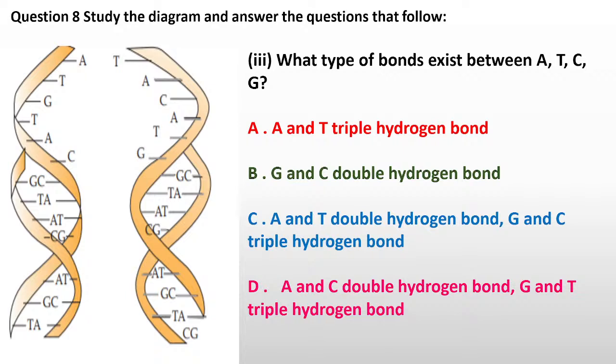Friends, remember DNA shows complementary base pairing. You can see in the diagram that adenine always pairs with thymine and cytosine always pairs with guanine. So the correct answer for this question is C. Remember, adenine always binds with thymine by two weak hydrogen bonds, whereas guanine always pairs with cytosine with three weak hydrogen bonds.